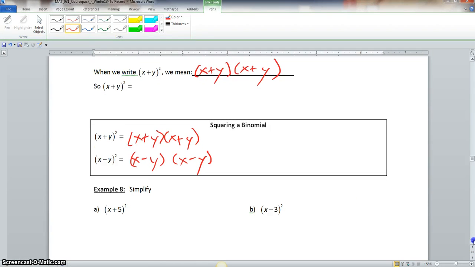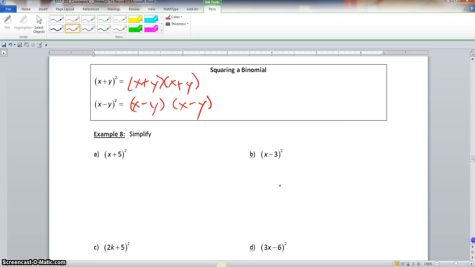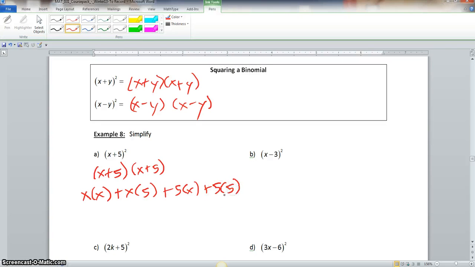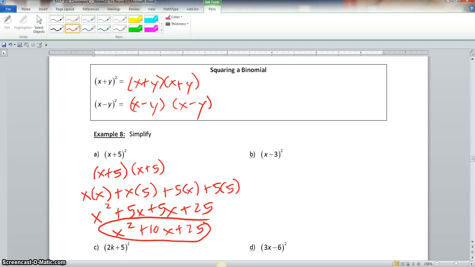Now we come down here displaying the same principle. You have x plus 5 times x plus 5. Then we will multiply. It'll be x times x plus x times 5 plus 5 times x plus 5 times 5. And that will give us x squared plus 5x plus 5x plus 25. So it'd be x squared plus 10x plus 25. And that will be your final answer.